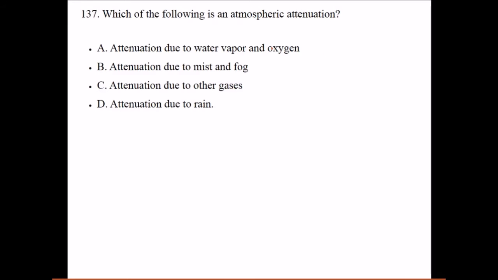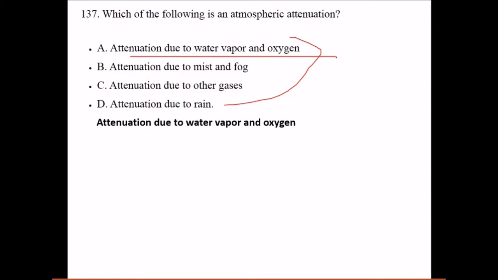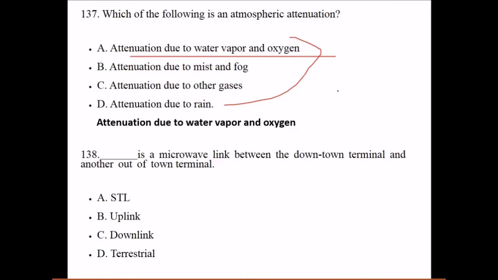Which of the following is an atmospheric attenuation? Which one of these is atmospheric attenuation? It is water vapor and oxygen. Others are very small. The prominent attenuating factors are water vapor and oxygen. Now, this is a microwave link between a downtown terminal and another out of town terminal. Which is this? It is terrestrial.